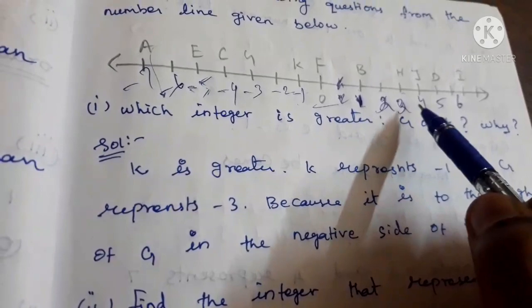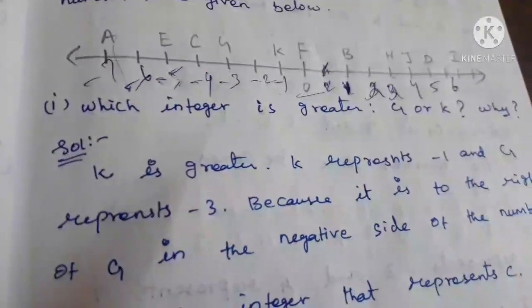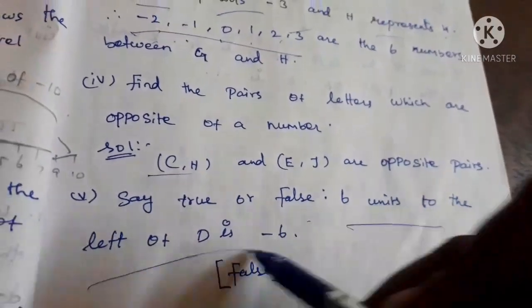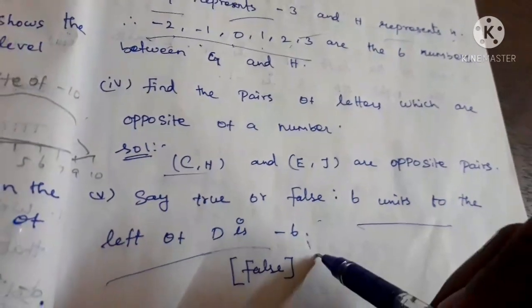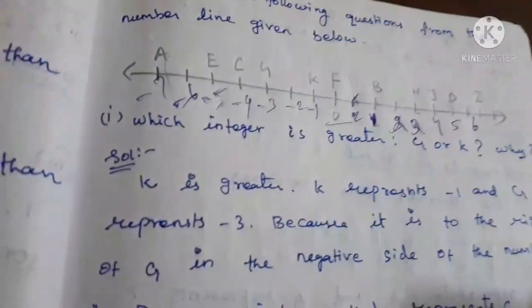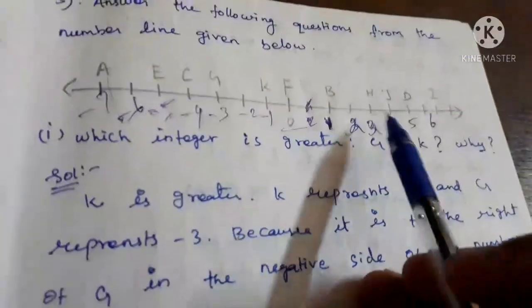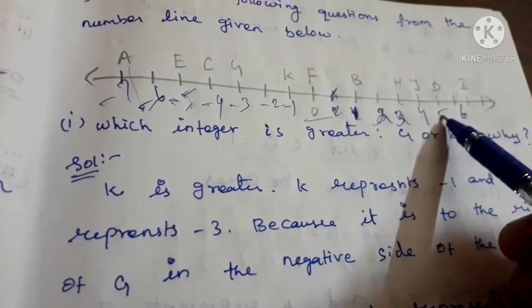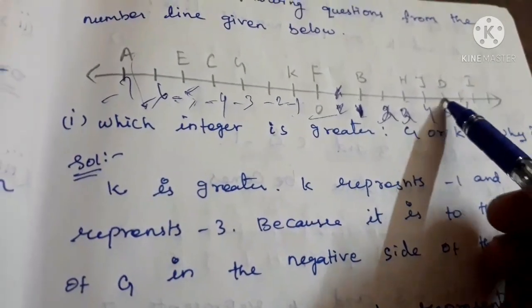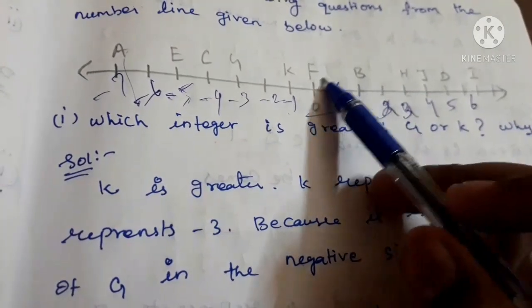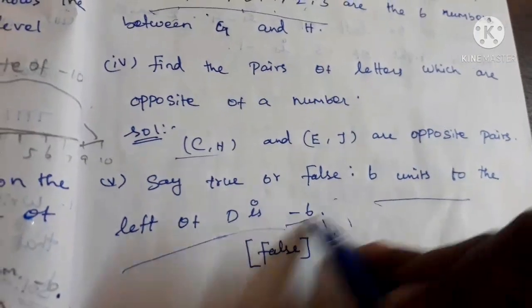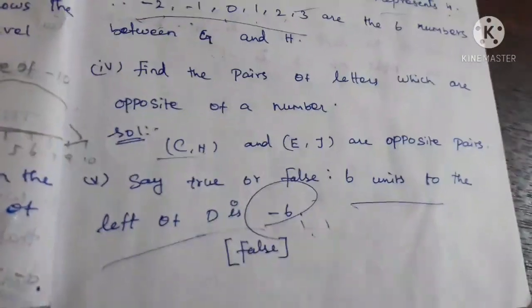Then what will you do? You will pair E and J from this. Say true or false: 6 units to the left of D is -6. You have to say whether it is true or false. 6 units from D. What is D? Left of D is -6. They are telling us to start from 5: 1, 2, 3, 4, 5, 6. So you are getting 0. They are telling us it is -6, so it is totally false.